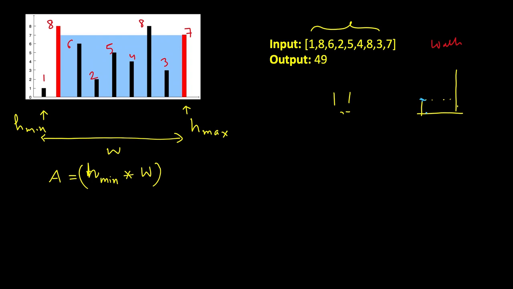So the only way to increase your area by decreasing width is to find a bar which is higher than this minimum. This minimum can be on the left side also, or the right side. Maybe this bar was very tall and this was small. Whatever is the case, if min is smaller, then you move toward it until you find a bar which is higher than this min. So in this case, you reach here and this is higher than this min. So this pointer moves here. So you are no longer pointing to here.